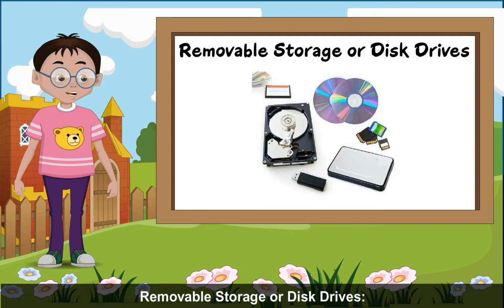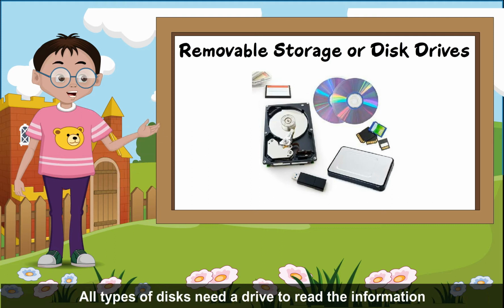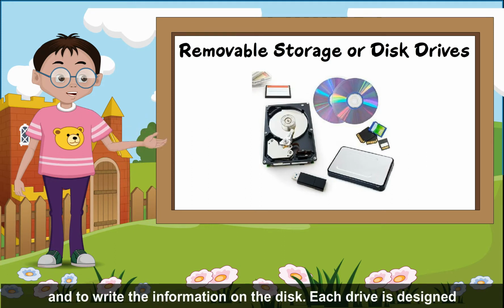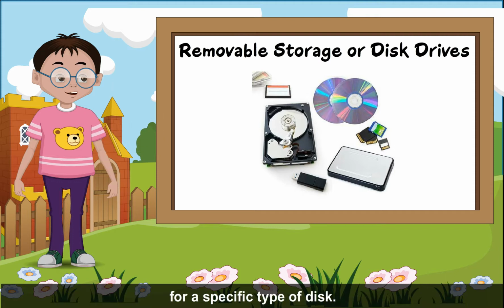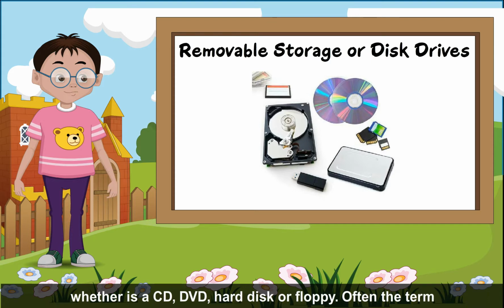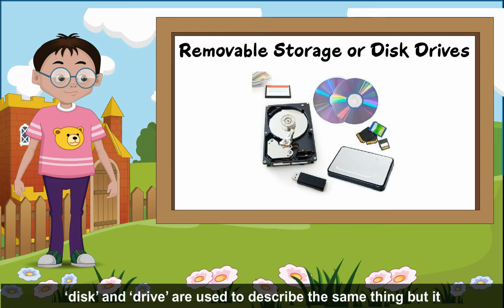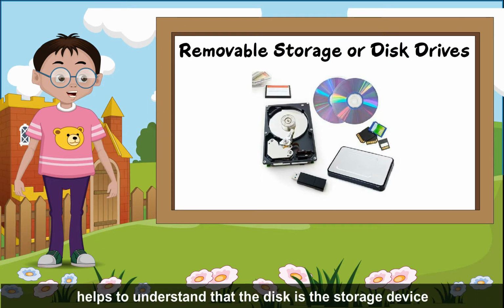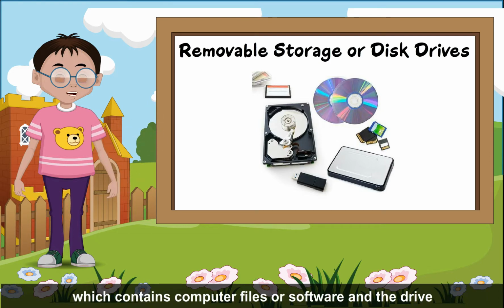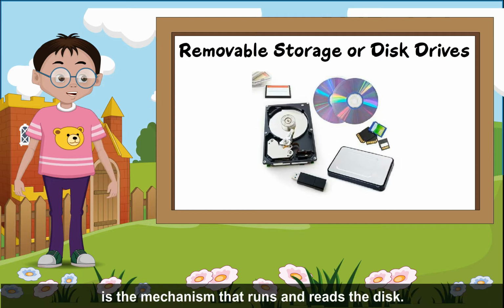Removable storage or disk drive. All types of disks need a drive to read and write information on the disk. Each drive is designed for a specific type of disk, whether it is a CD, DVD, hard disk, or floppy. Often the terms disk and drive are used to describe the same thing, but it helps to understand that the disk is the storage device which contains computer files or software, and the drive is the mechanism that runs and reads the disk.